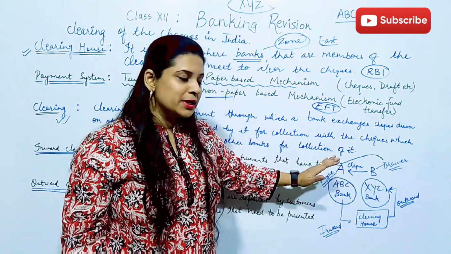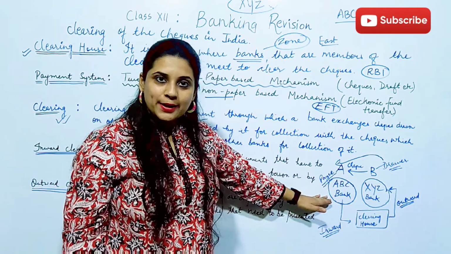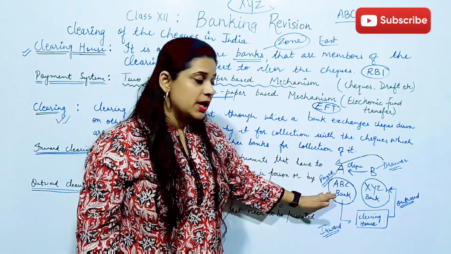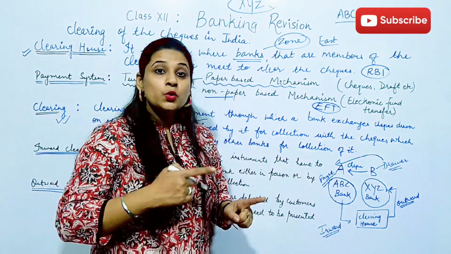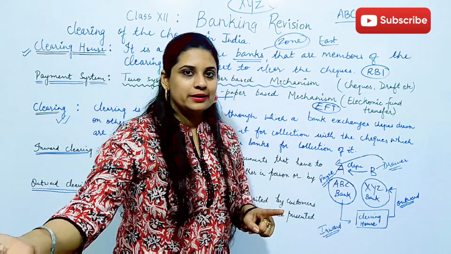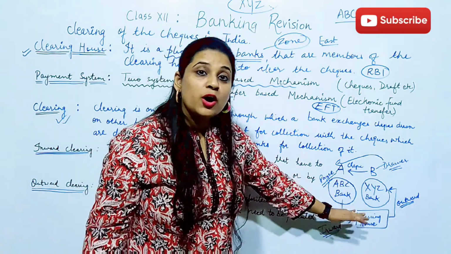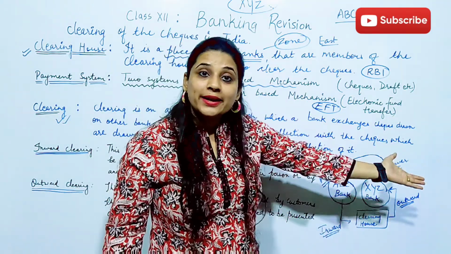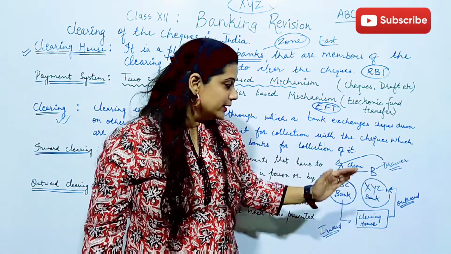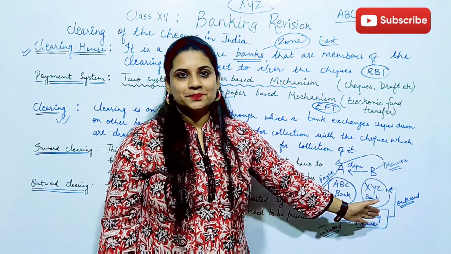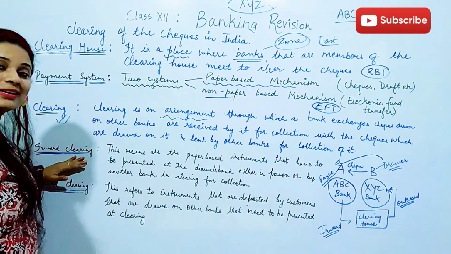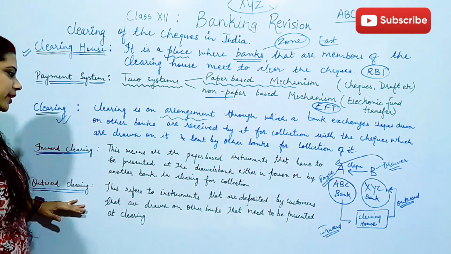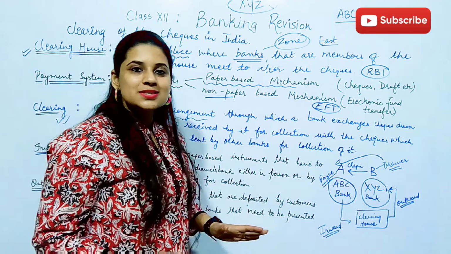When the customer deposits the check in his own bank branch and that bank branch deposits the check to the clearing house, that is inward clearing. The check is going to the clearing house, and when the check from the clearing house goes to another bank for the payment, that is outward clearing, right? So these are the two types of clearing, inward clearing and outward clearing, right? I hope this is clear to you.